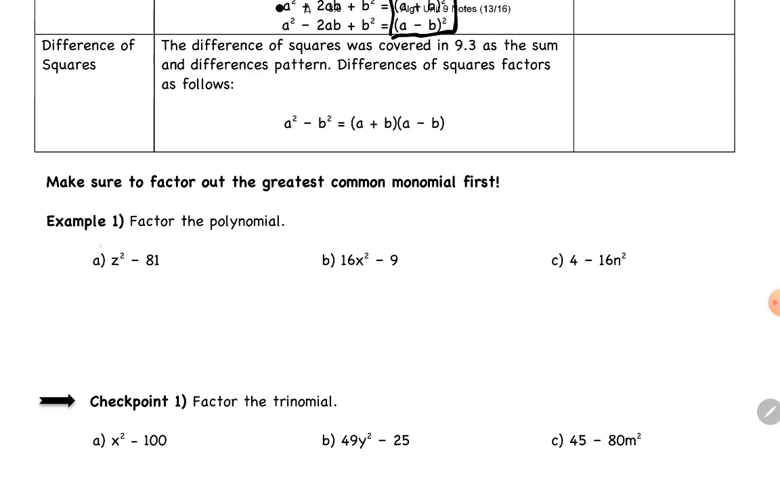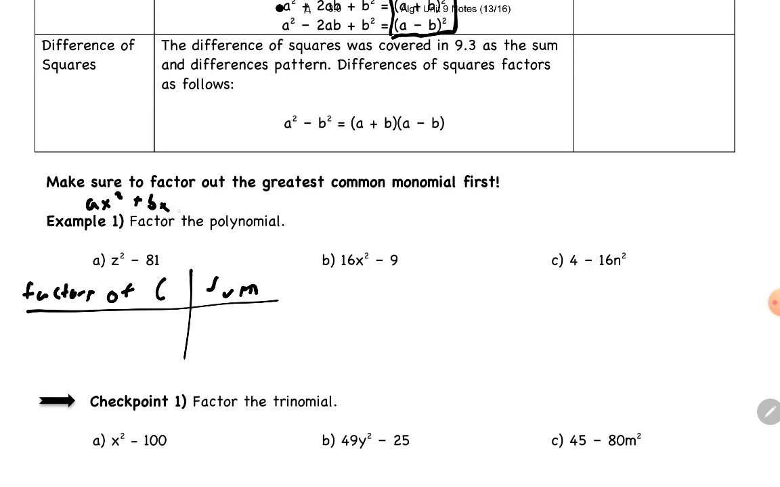So our a value is 1, so we can go back to what we did in a previous section, and we just look at factors of c and their sum. Since there's no pesky a value, we just look at the factors of c and their sum. So c, remember, is our constant and it has no x value. So remember, our equation is ax squared plus bx plus c.